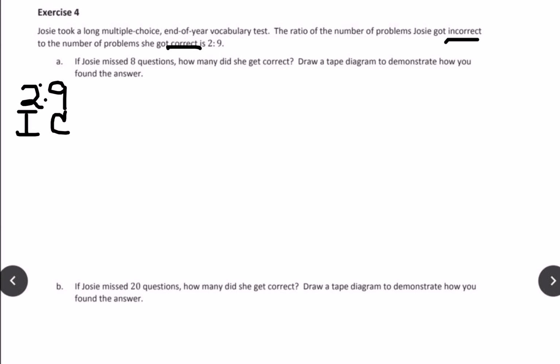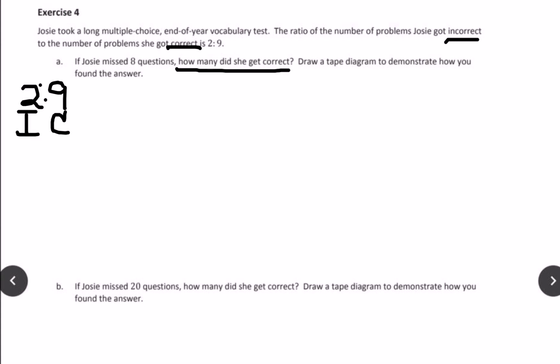Then it says, if Josie missed 8 questions, how many did she get correct? Well, the question's asking me to find the number she got correct. They give me the number she missed. Missed is the same as incorrect. So you have to know that information. So if they're giving me that, I will then draw, as it asks me to, a tape diagram.